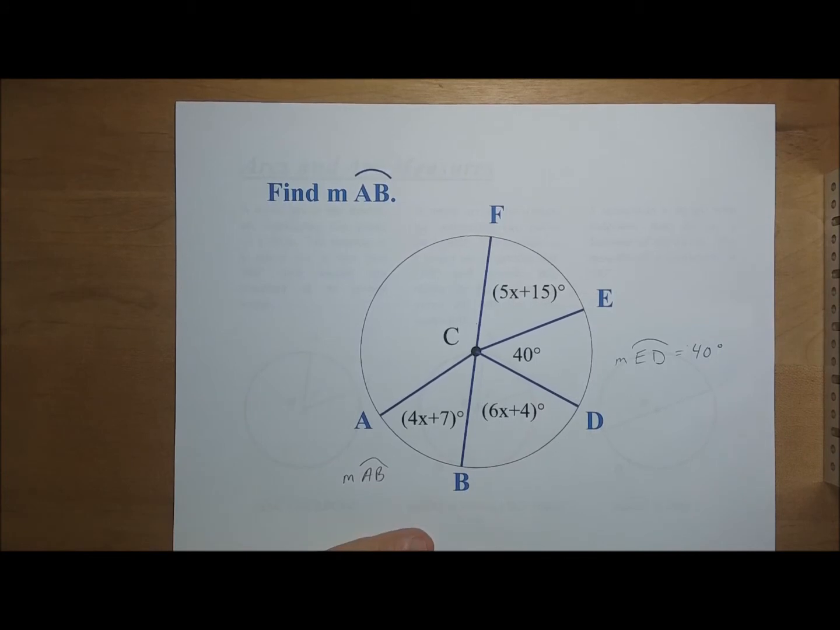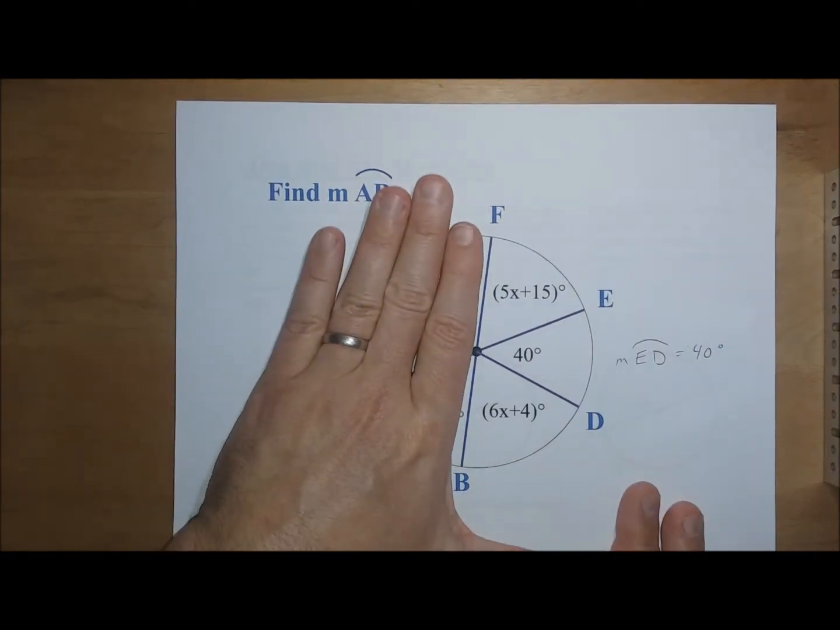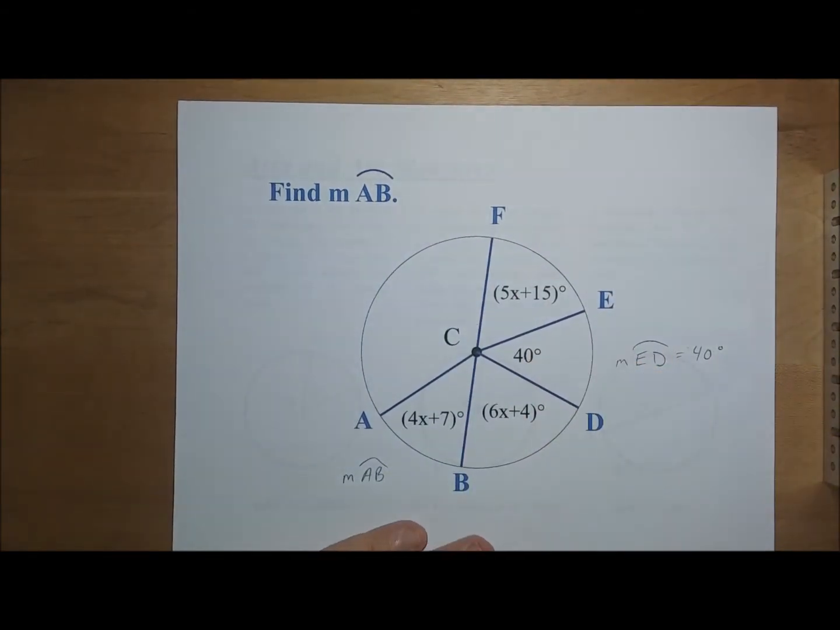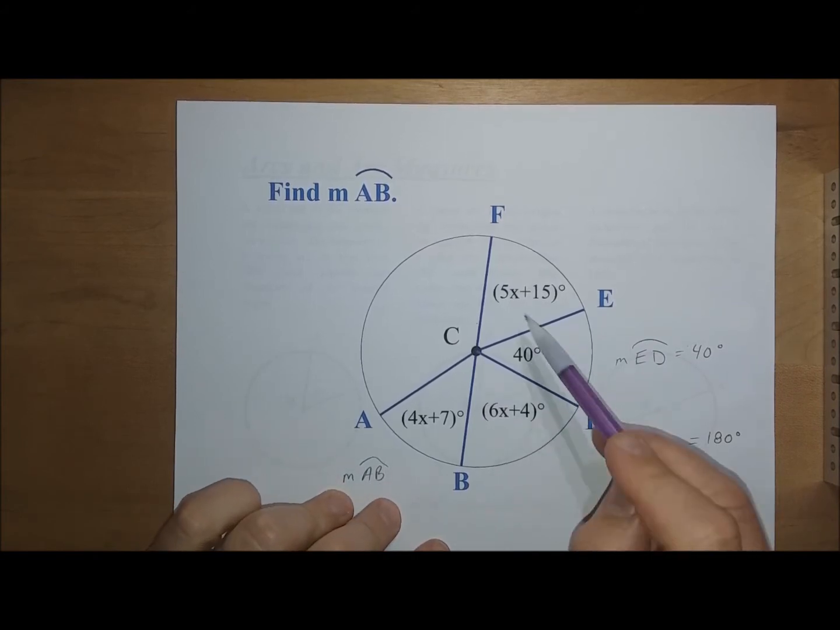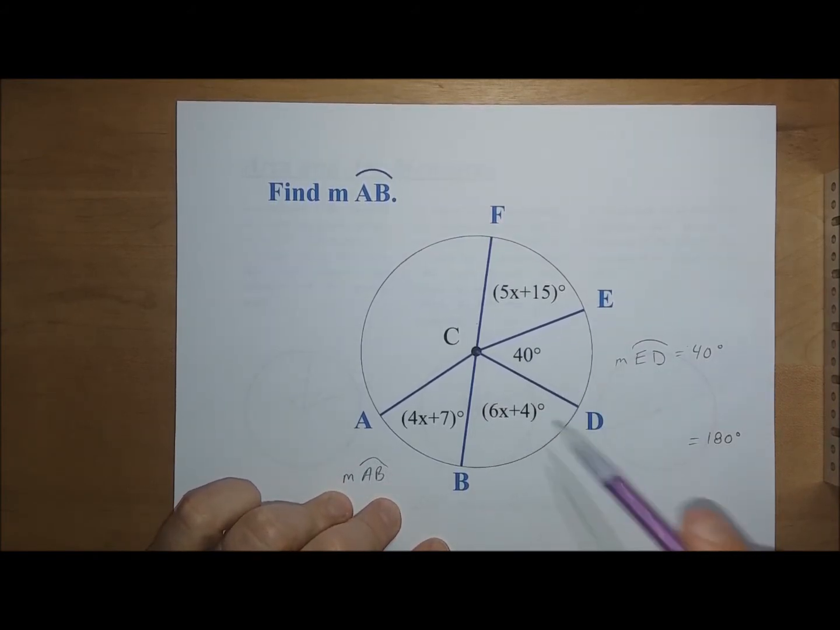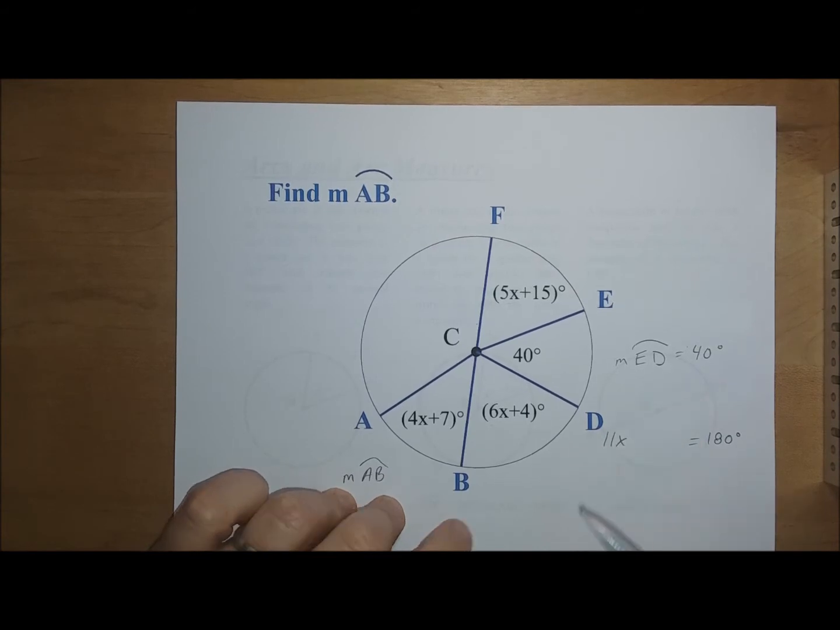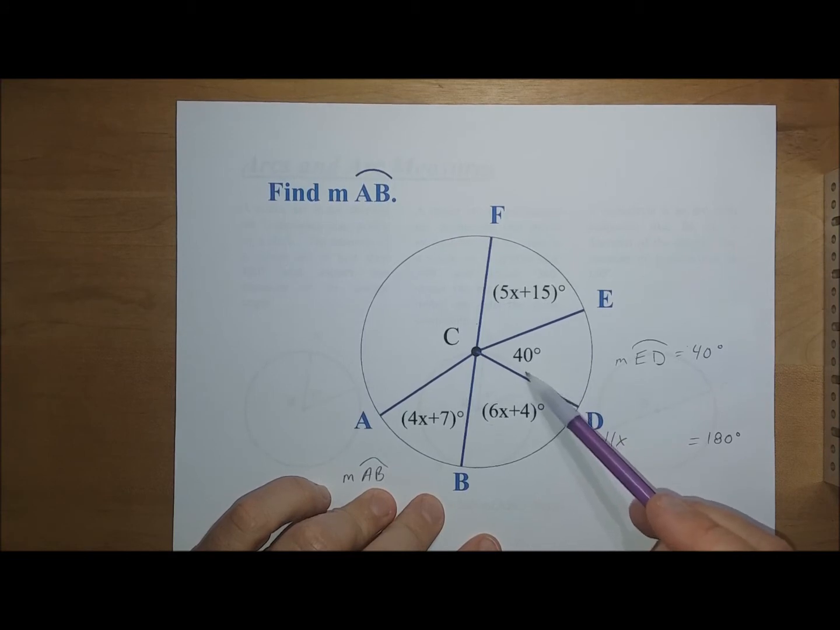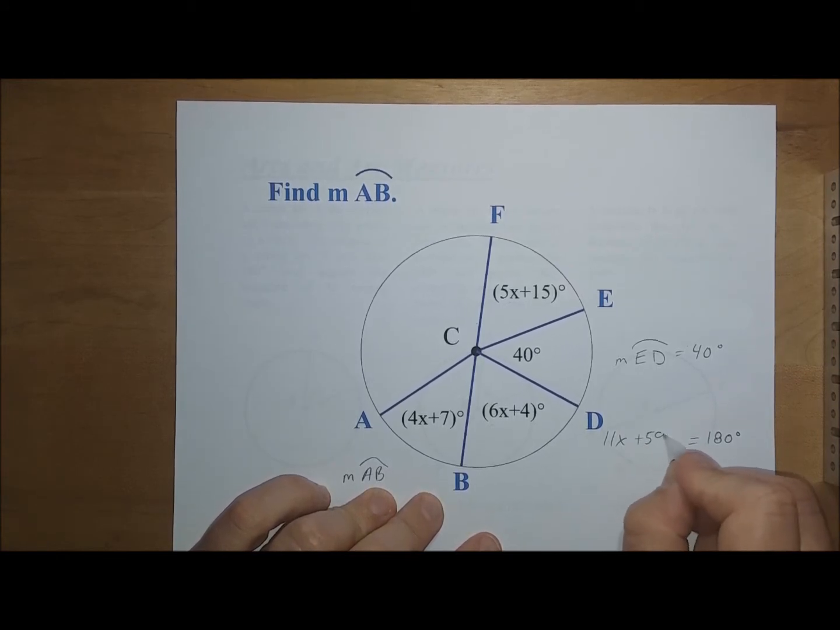Could we do that? Well, if we knew x, we could do that, couldn't we? How are we going to find x here? Do we recognize FB as a diameter? So hopefully these three angles will add up to 180 degrees. All right, what do we get here when we add up our variable terms? 5x plus 6x gives us 11x. And let's add up our non-variable terms. 15 plus 40 is 55. Plus 4 is 59, right?